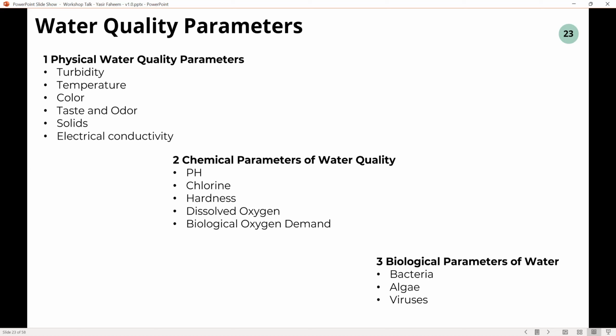Then we have chemical parameters like pH value, chlorine, that does not exist naturally in waters. Usually it is added to ponds for cleanness. Dissolved oxygen, this is very important, and biological oxygen demand. As I said earlier, in Rawal Lake, every year fish die, not due to poisoning, but because of lack of dissolved oxygen. Water volume reduces.